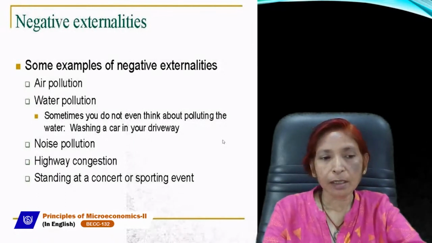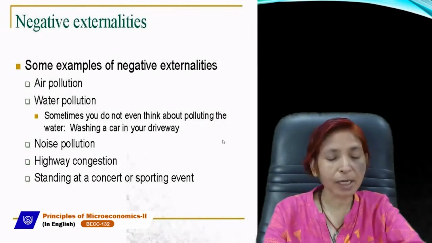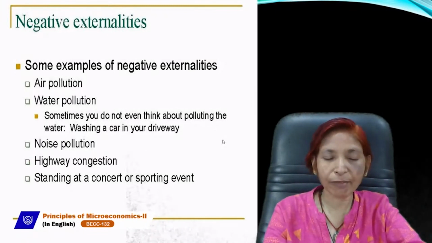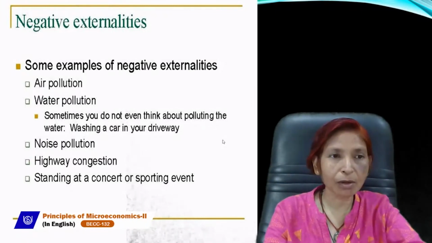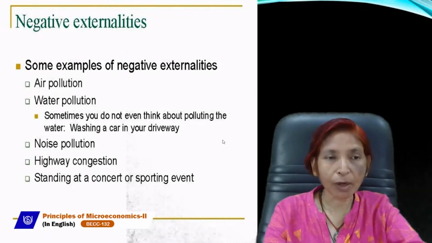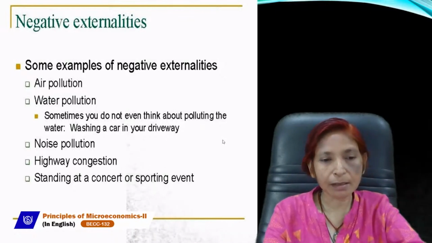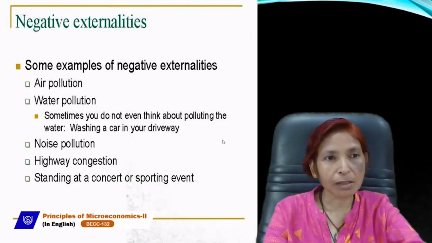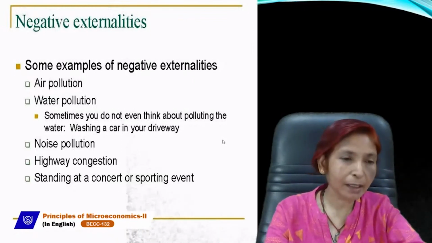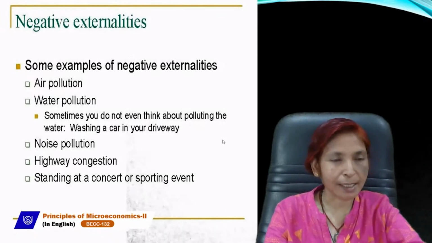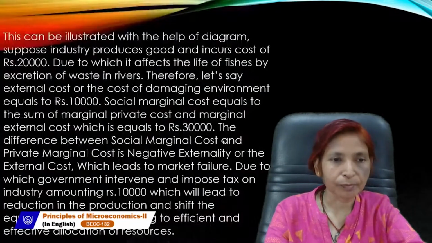Highway congestion is also a negative externality. Sometimes one person's mistake creates a traffic jam problem, and this type of externality is called negative externality. The act of one person affects others in a negative sense. And standing at a concert or sporting event is also a cause, or an example, of negative externality. We can explain this negative externality with the help of an example and a diagram also.